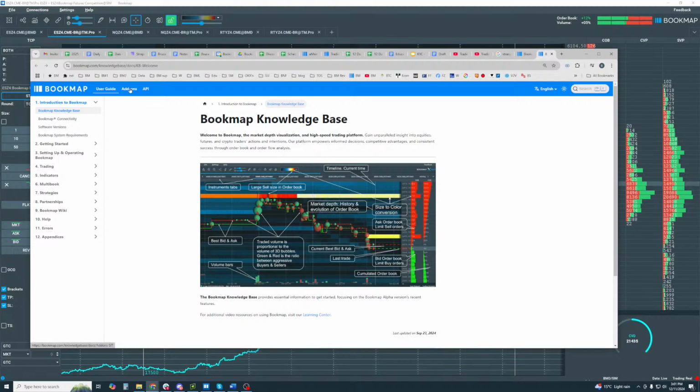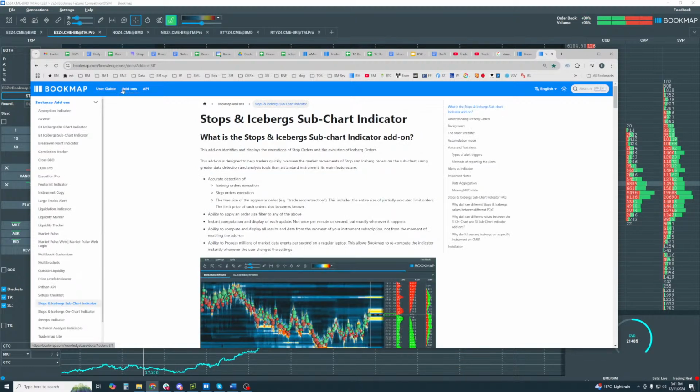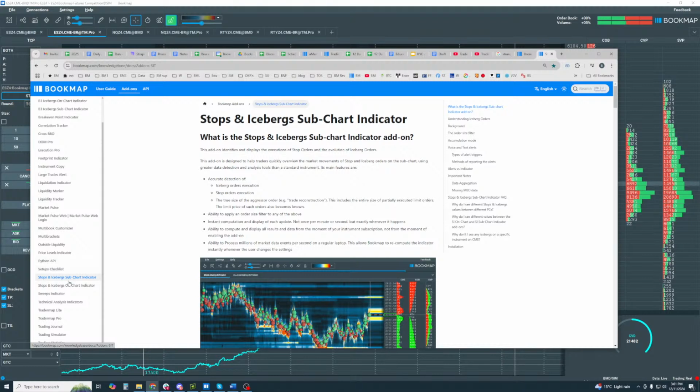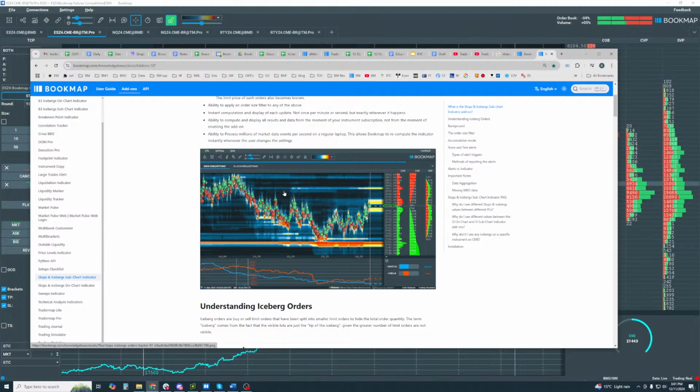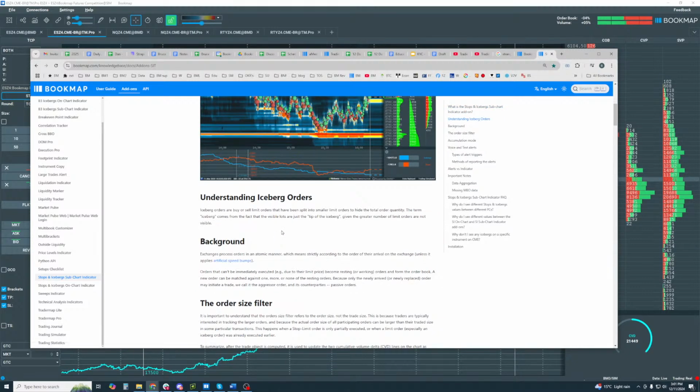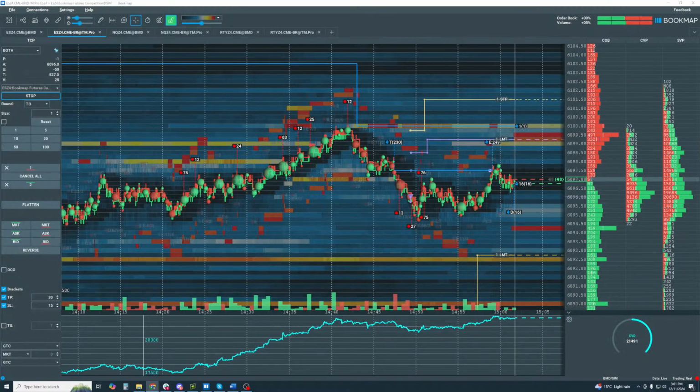And then click on add-ons right here. And then you'll scroll down, you see stops and iceberg subchart and on chart here. Okay, and this will define all of these in detail, all the different specifications and features.